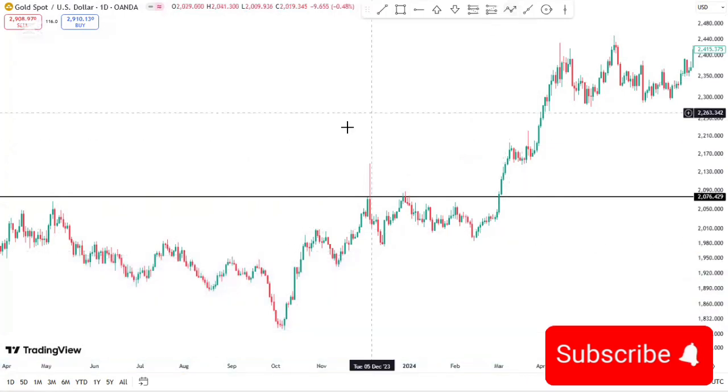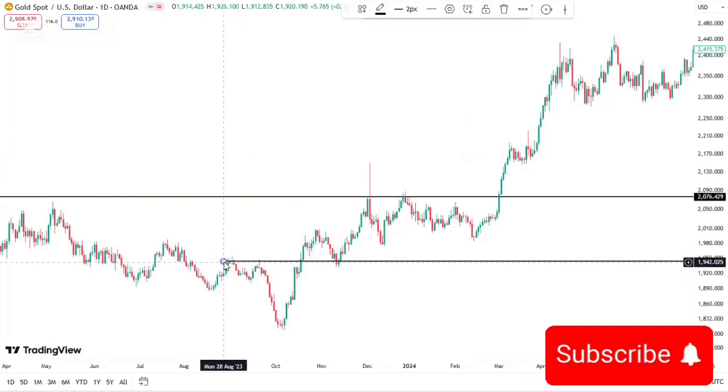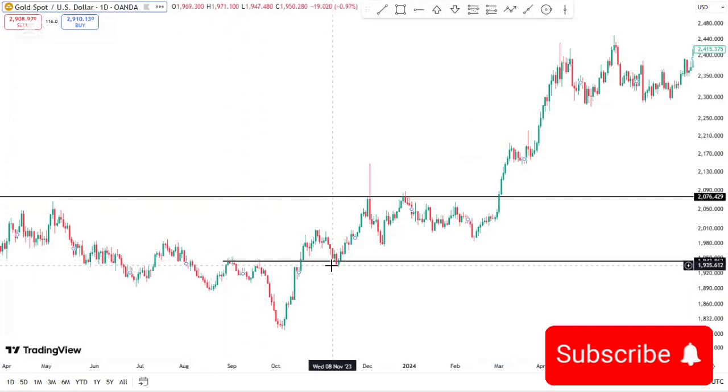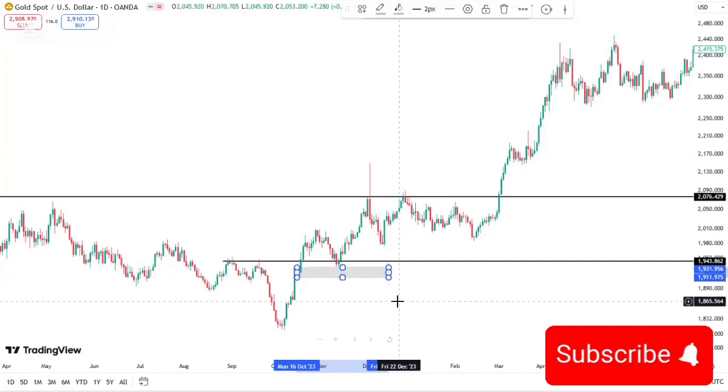Let me remove this one. How many confluences do we have here? A breaker structure, right? Let me just put it here. This is the breaker structure. Remember, last time we were talking about support and resistance and the breakout. Whenever the market is going to break the support or the resistance, you need to focus and pay attention to what happened before the breakout. They left a continuation pattern here.